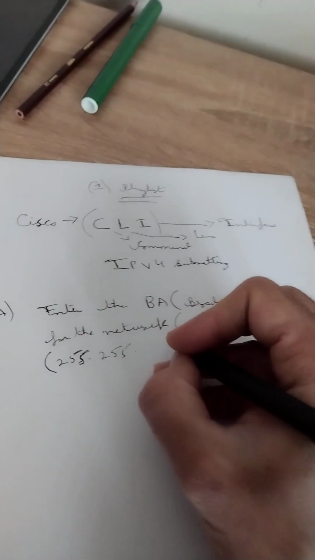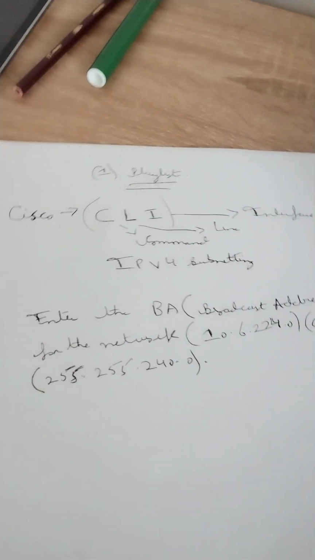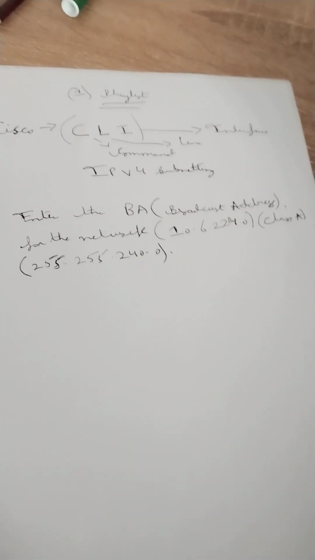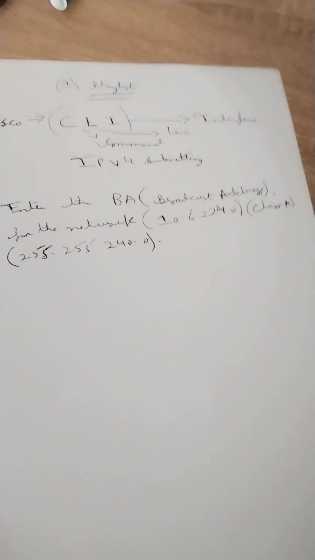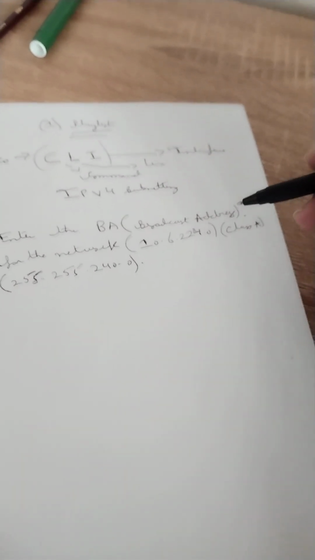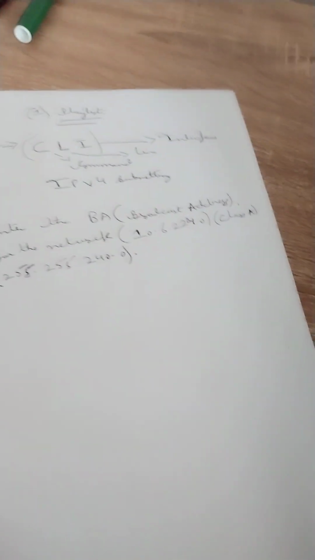And good news, we got the subnet mask as well. So that's the scenario that's been given to us today. We have to enter the broadcast address for the network, and we have the network address, 10.6.224.0, which is a class A, and then we have a subnet mask.